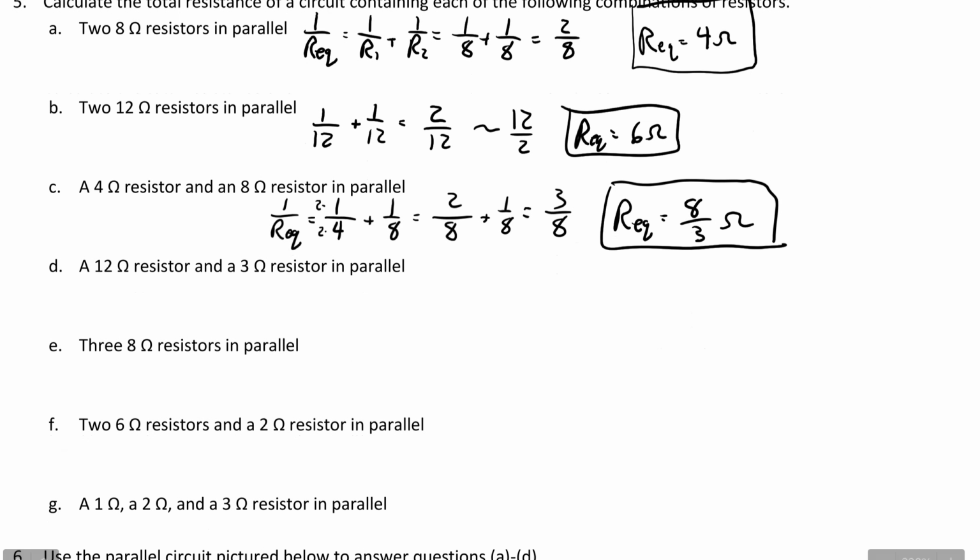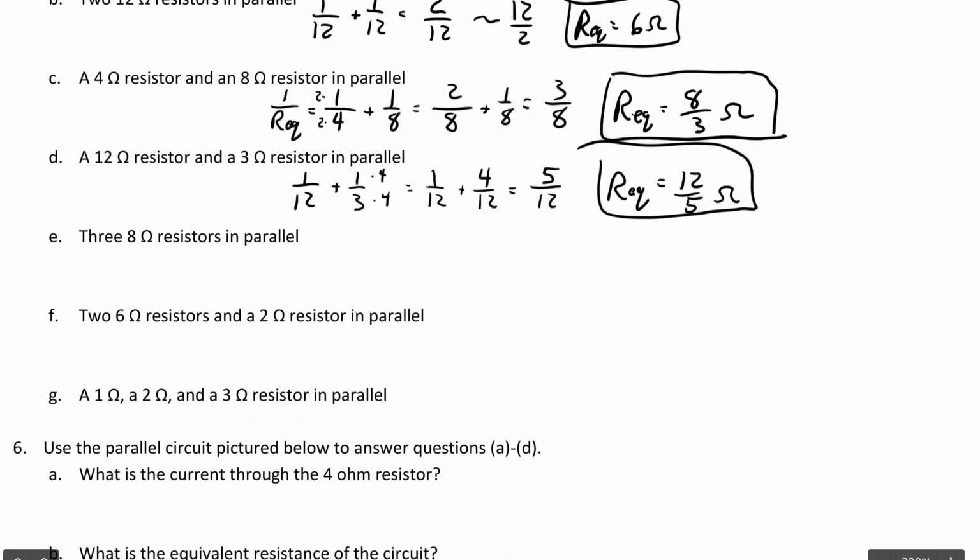All right, so now we have a 12 ohm resistor and a 3 ohm resistor in parallel. So we have 1 over 12 plus 1 over 3. How are we going to make a common denominator? We have to multiply the top and the bottom of this fraction by 4. So that's equal to 1 over 12 plus 4 over 12, which is 5 over 12. So REQ, you take the reciprocal of that, and you get 12 over 5 ohms.